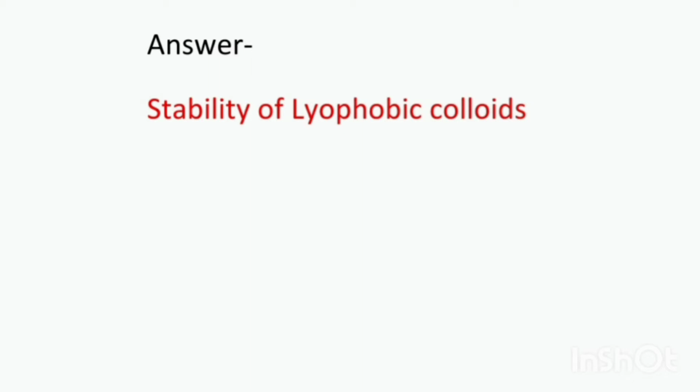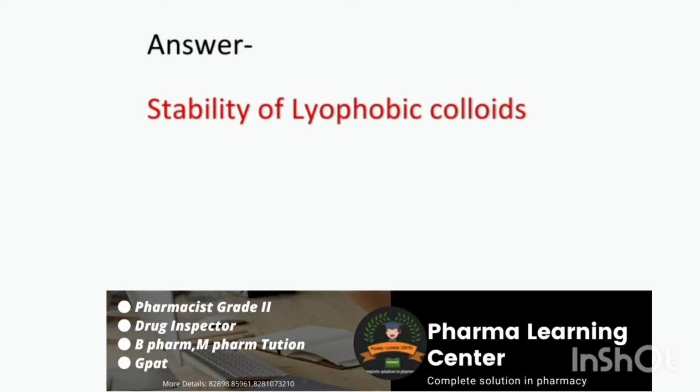DLVO theory is the theory of colloidal dispersion stability, in which zeta potential is used to explain that as two particles approach one another, their ionic atmospheres begin to overlap and a repulsive force is developed. So the DLVO theory is mainly used for determining the stability of lyophobic colloids by determining this zeta potential.